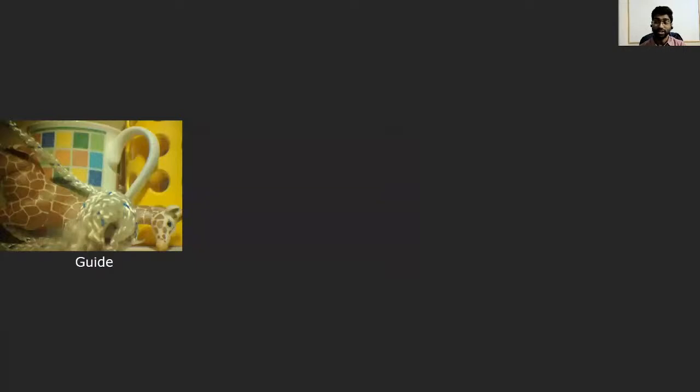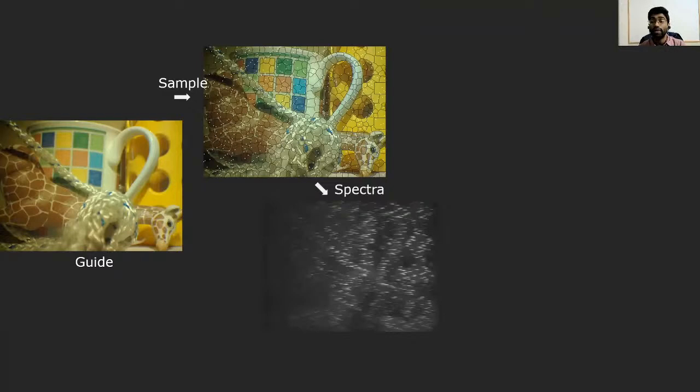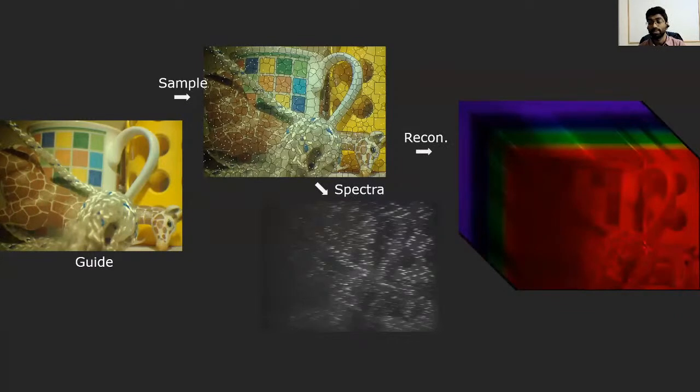In conclusion, we proposed an adaptive hyperspectral imaging setup that starts by capturing an RGB image of the scene. This is then used to adaptively select sampling points. And then spectra are measured at these sampling points in the form of a single spatial spectral image. This is then fused with a guide image to form a full resolution hyperspectral image at video rate.